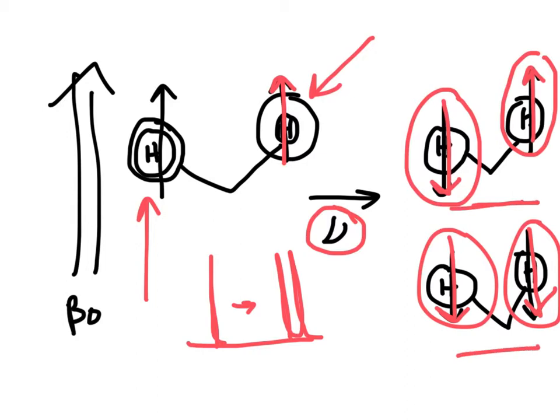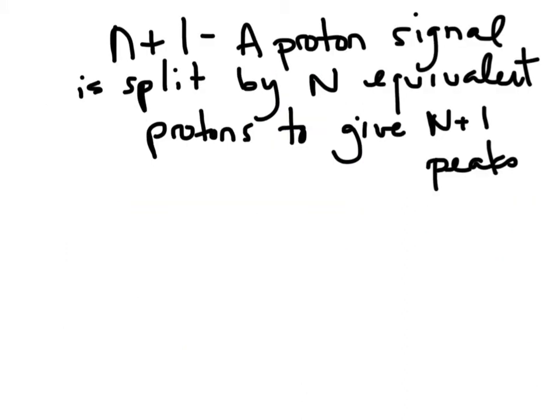The neighboring protons will alter the magnetic field one way or the other. So here, if you have 1 neighbor, you'll split it into 2 peaks. And we generate a rule, called the n+1 rule. What it states is that a proton signal is split by n equivalent protons to give n+1 peaks.